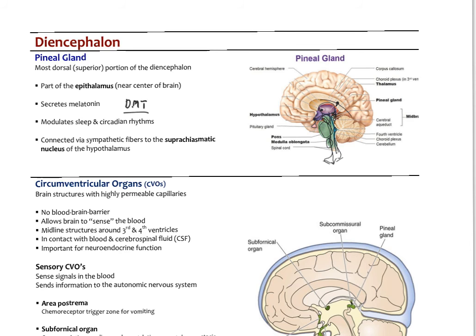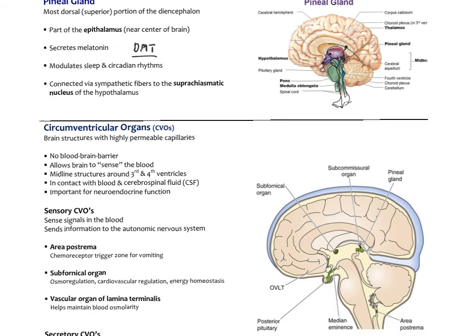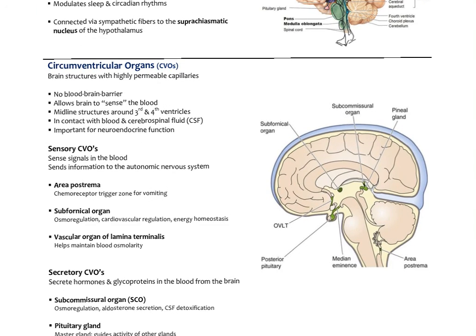The pineal gland is one of several organs that we call the circumventricular organs, or CVOs. And these are brain structures with very highly permeable capillaries. So here there's no blood-brain barrier. So these are portions of the brain that can directly sense the blood. These are usually structures around the third and the fourth ventricles. They come directly into contact with both blood and CSF. So super important for neuroendocrine function.